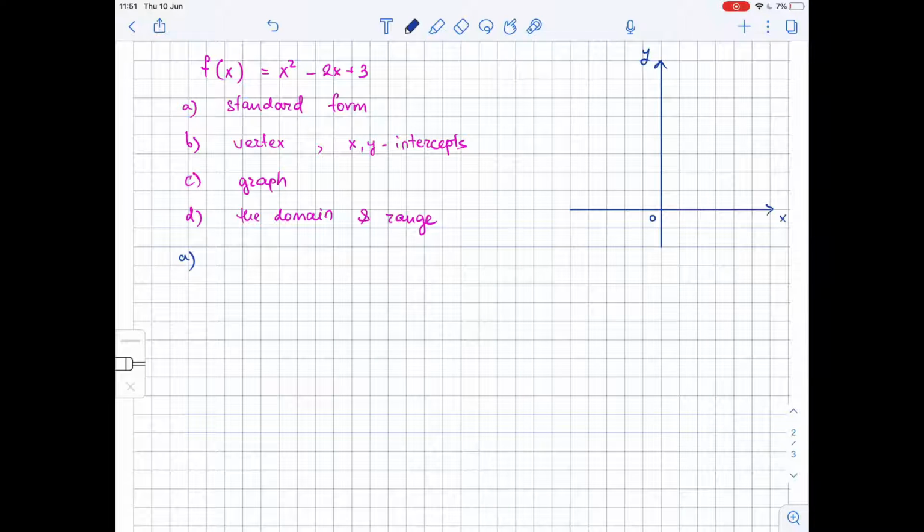So let's start by doing part A. The standard form of a quadratic function is a times x squared plus bx plus c. So the standard form of our function is f of x equals x squared plus negative 2 times x plus 3. Okay, now we can move on to part B. This is standard form.